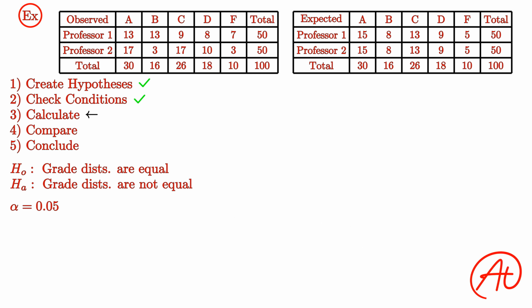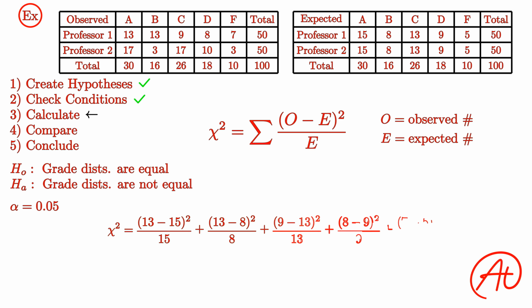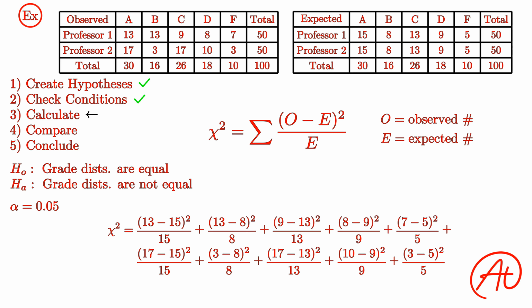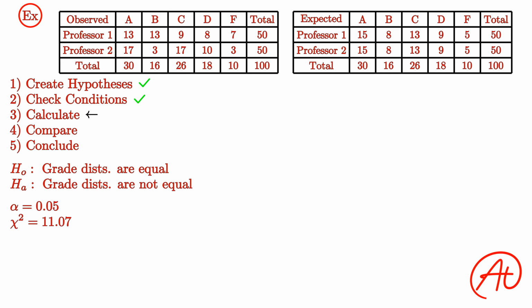Just like our goodness of fit example, the formula for chi-square is the sum of O minus E squared divided by E, where O is the observed number of students for a grade and E is the expected number of students for a grade. Calculating this for our problem, we would plug in the values for each of our grades or categories, then we would add all of them up. In the end, we find that chi-square equals about 11.07. Now that we have all of this calculated, let's add this to our distribution.